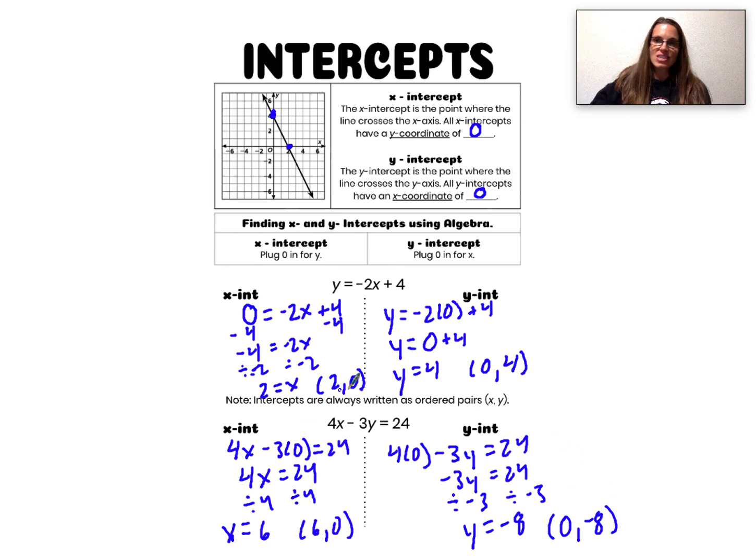If you're having a hard time remembering, does it have an x-coordinate of 0 or a y-coordinate of 0? Just plug in 0 for one or the other. If we end up with a value for x, that's giving me the x-intercept. If we end up with a value for y, that gives you the y-intercept. So plug in 0 and see what you end up with. If you end up with something for x, that's the x-intercept. If you end up with a y value, you've found the y-intercept.